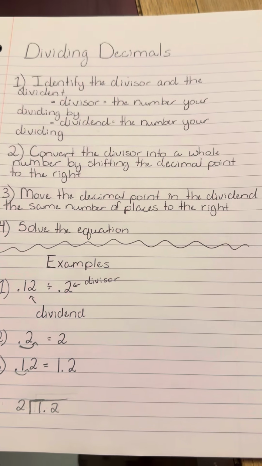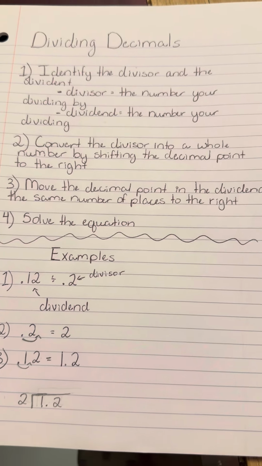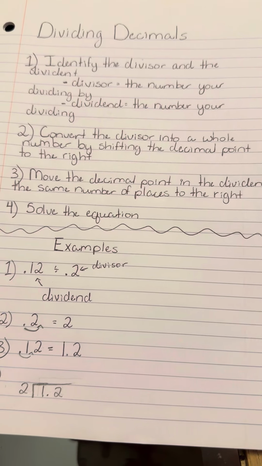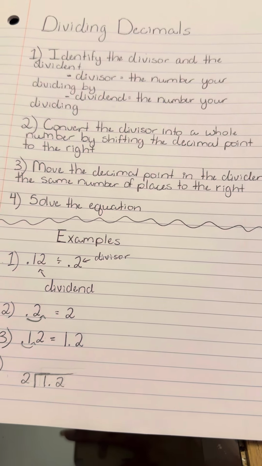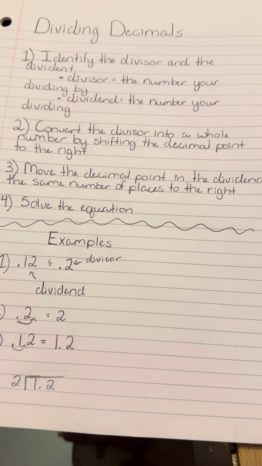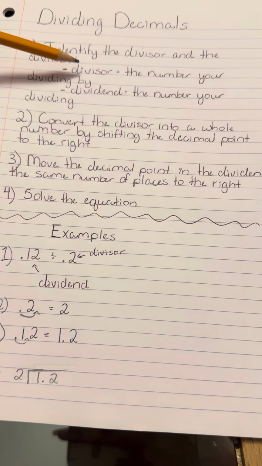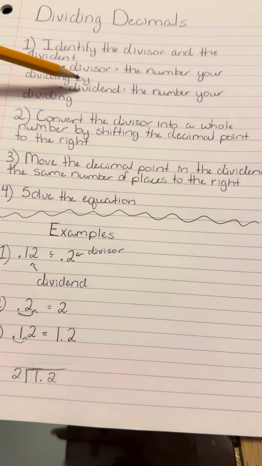Here's a video on how to divide decimals. So there are 4 steps you need to remember. The first step is you need to identify the divisor and the dividend. The divisor is the number that you are dividing by, and the dividend is the number you're dividing.